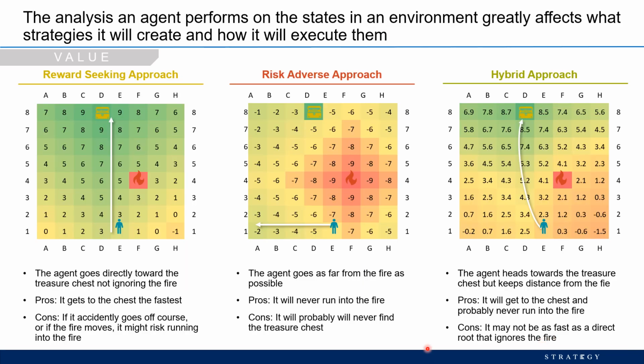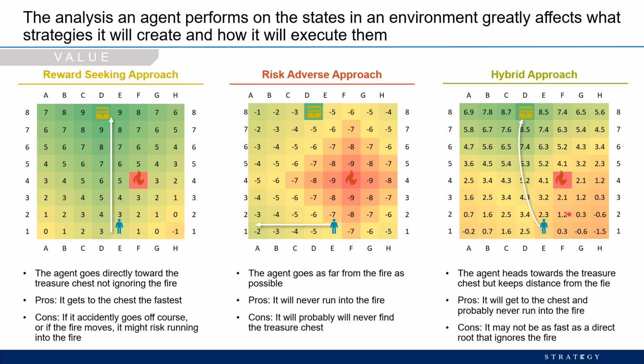So now if we take a look at all three of these approaches side by side, we can see the different actions that the agent will take with each approach. We notice that in the reward-seeking approach, the agent makes a straight path going directly to the treasure chest, but it has the chance of actually passing the fire and being quite close to it. Now, if we look at the risk-averse approach, we see that the agent goes directly away from the fire, and this agent will probably never end up running into the fire, but also at the same time, it will never make it to the treasure chest.